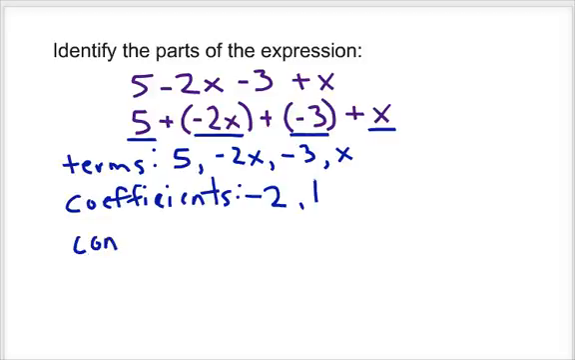Next, we have the constant terms, or constants. And those are terms that don't have variables. So I've got 2 terms that don't have variables. I have a 5, and I have a negative 3.